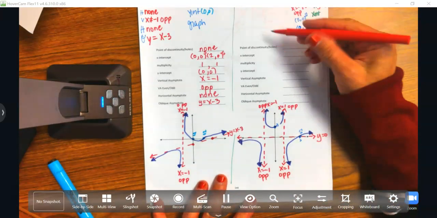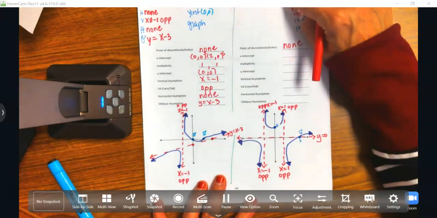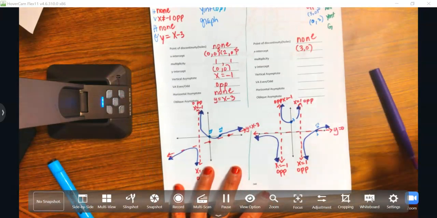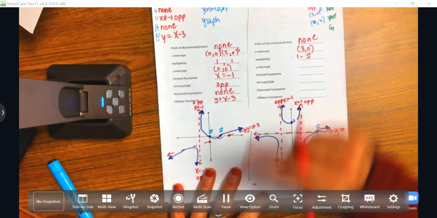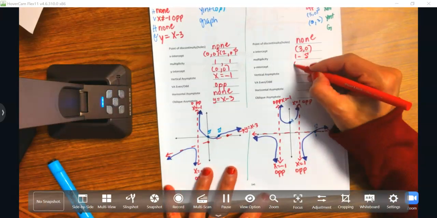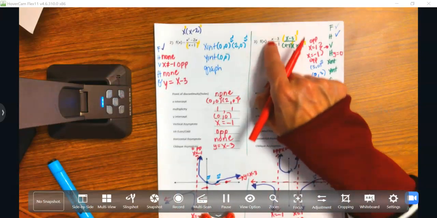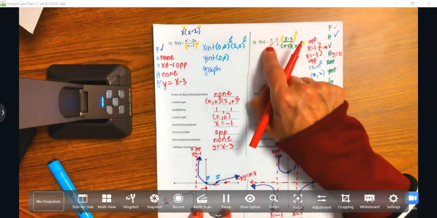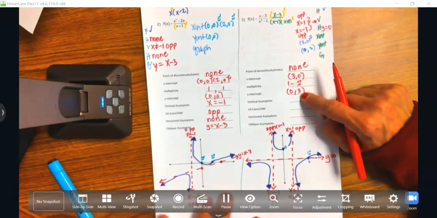Let's review these points. Did we have a hole? No, nothing canceled out. Did we have an x-intercept? Yes, there was only one factor at the top, so that's (3, 0). It had a multiplicity of 1, which means it went straight through. My y-intercept was (0, 3). How did I get that? You plug in 0 for x, and you can use the original. Plug in x for the top and bottom: -3 divided by -1, which is +3.